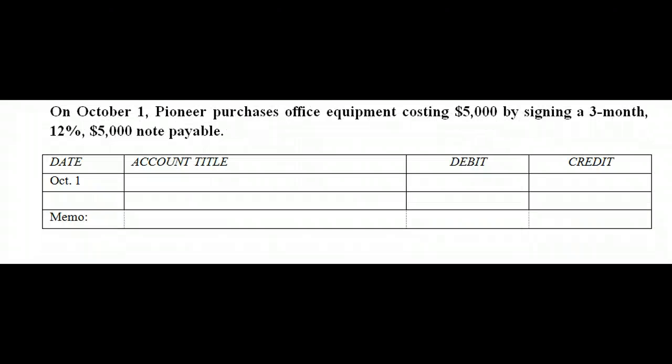On October 1st, Pioneer purchases office equipment costing $5,000, signing a 3-month 12% note. On the day we borrow the money, we don't owe any interest, so we'll worry about that later. Office equipment is an asset. Assets increase with debits. So we're going to debit the account office equipment. Notes payable is a liability account. Liability accounts increase with credits.